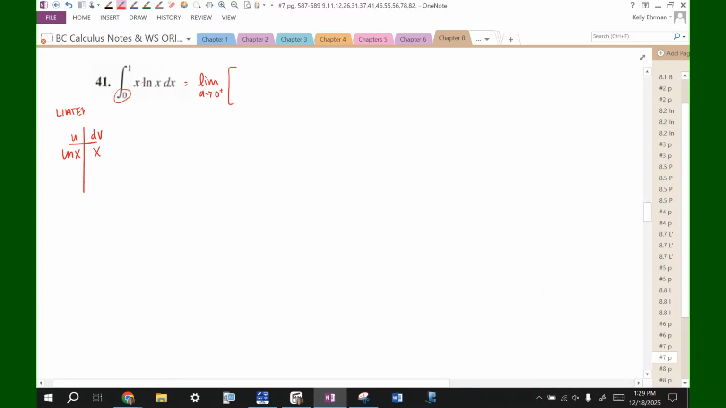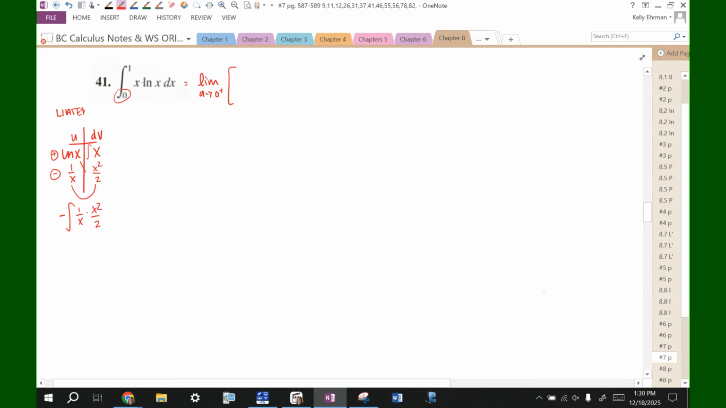You can only do one round of tabular method. So the derivative of ln x is 1 over x. The integral of x is x squared over 2. Set it up plus, minus, connect diagonal, and loop around. This is the integral of 1 over x minus, 1 over x times x squared over 2.